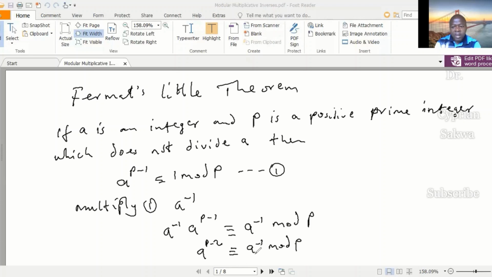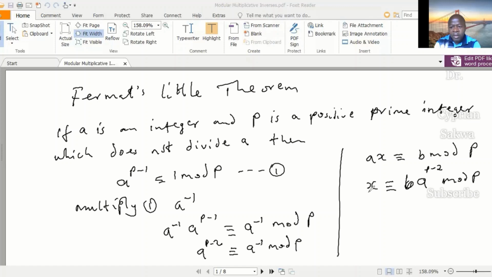And this is how we'll be getting the inverse using Fermat's little theorem. What this means again is that if I'm given an equation Ax is congruent to B mod P, then I just multiply both sides by the inverse, and this is the inverse, and so that will give me X is congruent to B multiplied by A^(P-2) mod P. That is how we'll be finding the value of X.